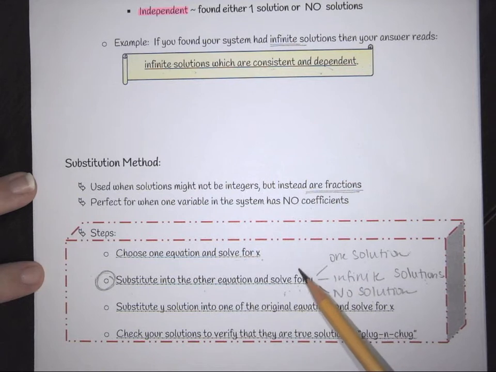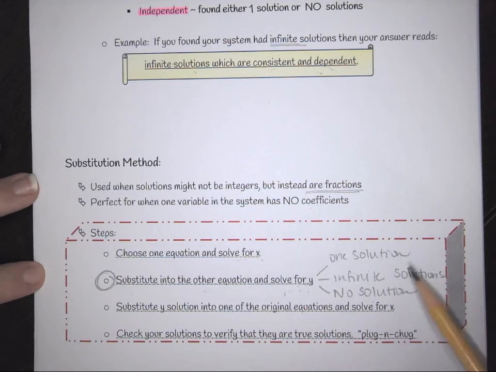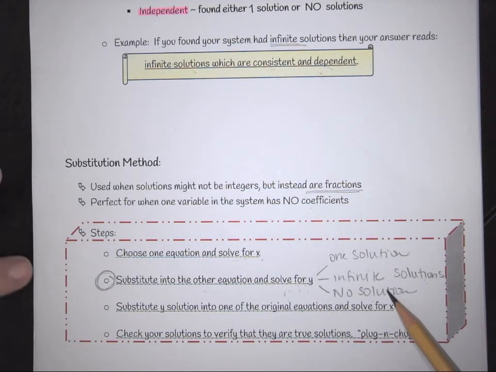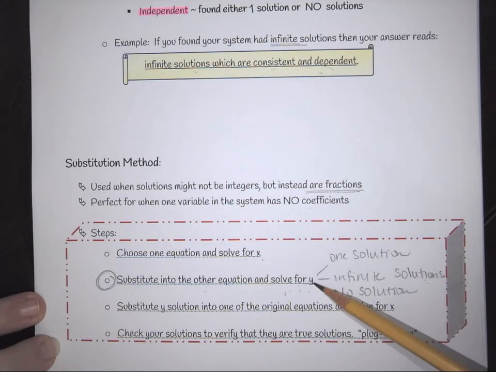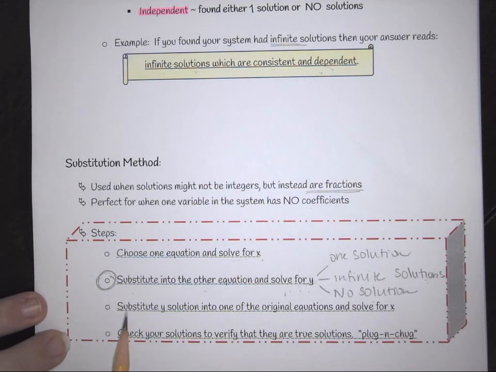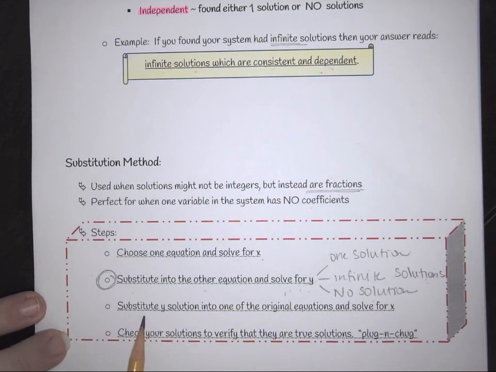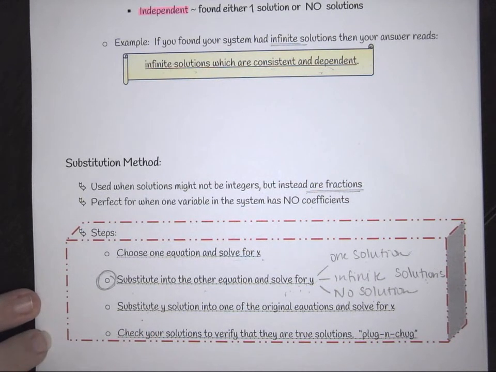The only reason you would move on to steps 3 and 4 is if you have a one solution system. If you find infinitely many or no solutions, then essentially you are done, and all you need to do is classify your system from there. However, if you find that you have a one solution system, then to finish out, you need to substitute what you just found back into one of the original equations to get its other solution.